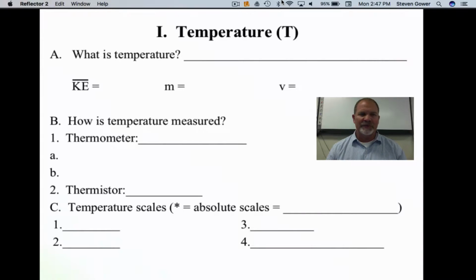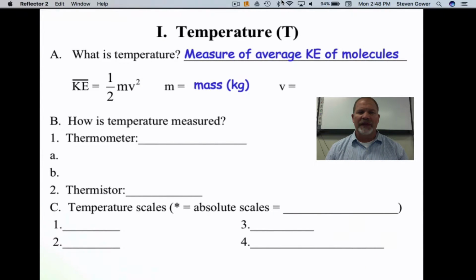As we look now at temperature, temperature by definition is a measure of average kinetic energy of molecules. The equation for the average kinetic energy is 1/2 mass times velocity squared. Mass has to be in kilograms. For measuring thermometer, I really won't get into that equation. But measuring thermometer, we're talking about thermal expansion.